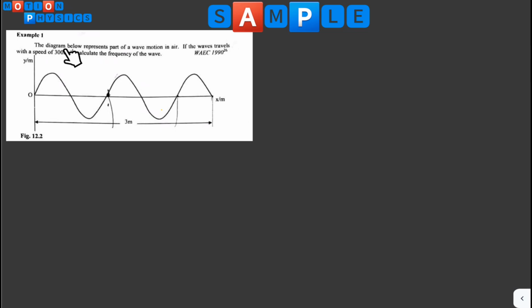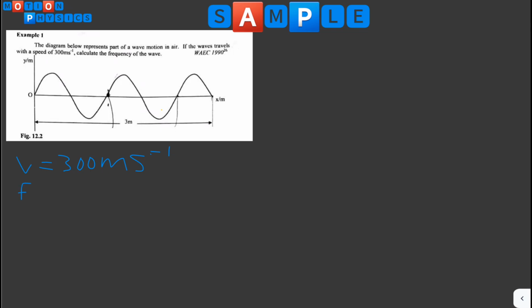Now, physics is hugely based on your knowledge of how to interpret the questions. The diagram below, so we have a diagram, represents part of a wave motion in air. If the wave travels with a speed of 300 meters per second, now with your knowledge of wave as regards the formula sheet I've given previously, you should know that V equals 300, so we represent it as 300 meters per second. Next, they say calculate the frequency of the wave.